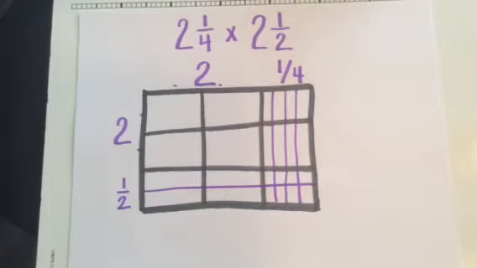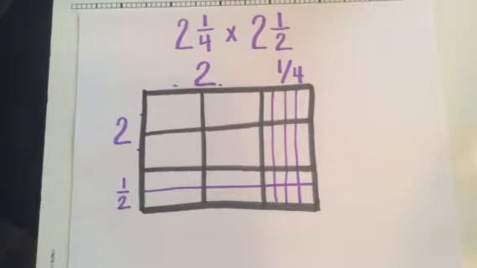And so now in order to find the product, we really need to think about the amount that we are actually referring to here. We're not using this entire 3 by 3 array. That would mean we were multiplying 3 times 3, and the answer would be 9. We're really looking for 2 1/4 times 2 1/2.